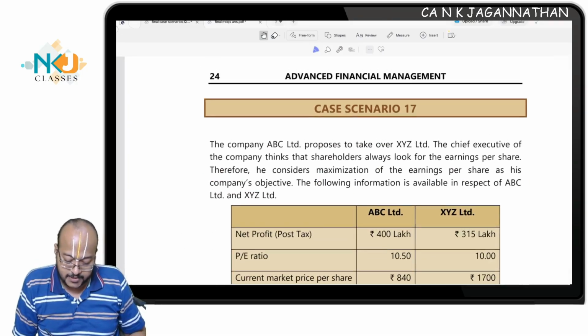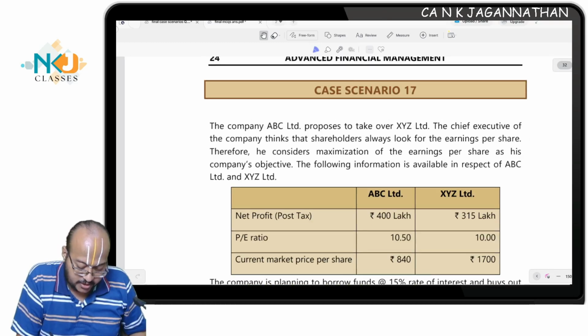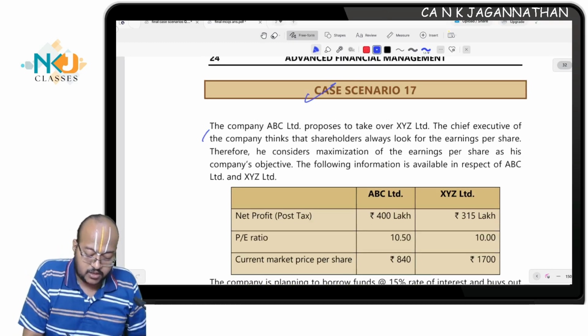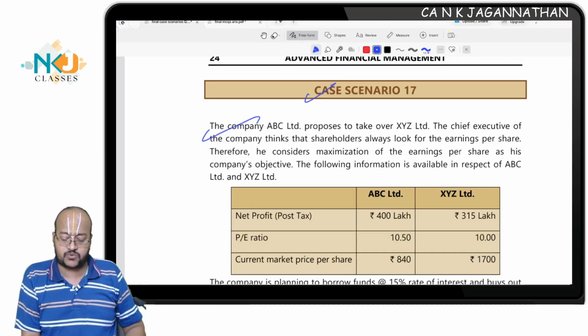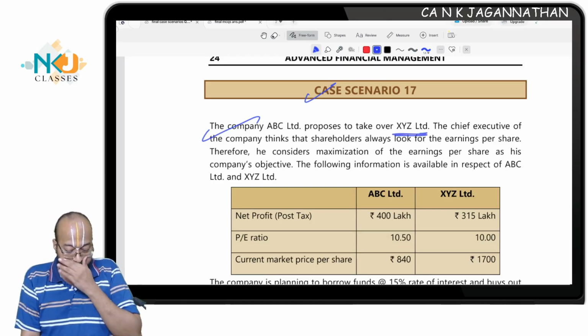Now, next is case scenario number 17. Take case scenario number 17. The company ABC Limited proposes to take over XYZ Limited. The chief executive of the company thinks that the shareholder always looks for the earnings per share.